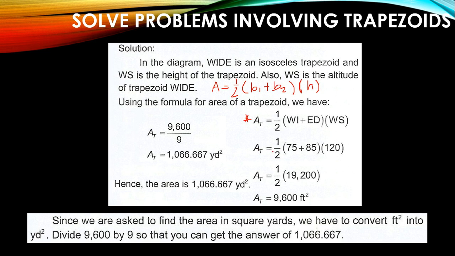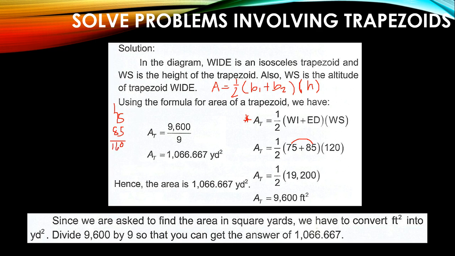Then, A sub T equals 1/2 times 75 plus 85 times 120. So, 75 is WI, 85 is ED, and 120 is WS. Then, let's add first this one. So, what is 75 plus 85? So, let's add 75 and 85. That is 10, carry 1, so 160.